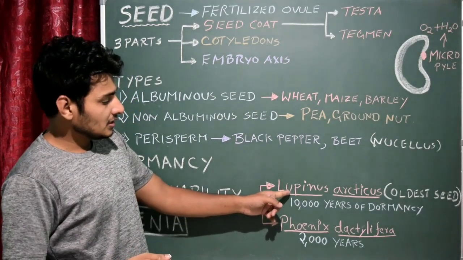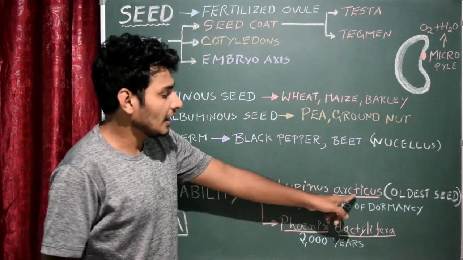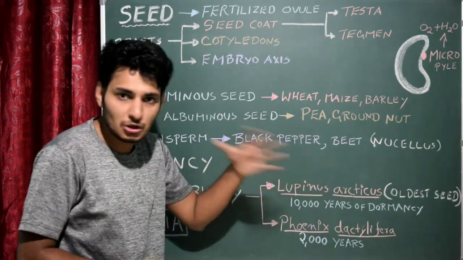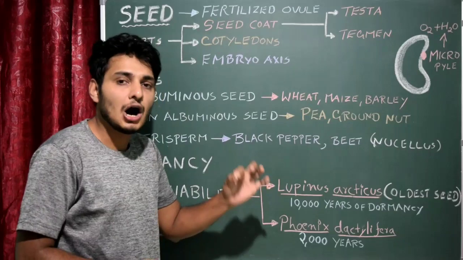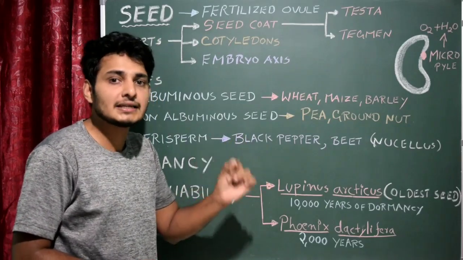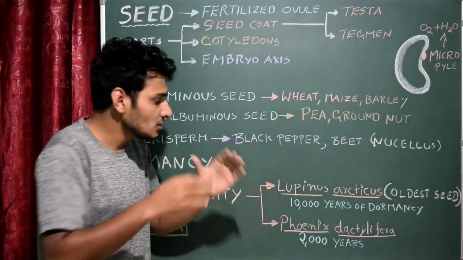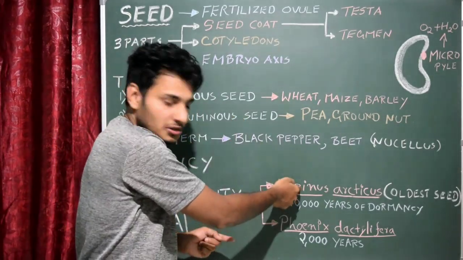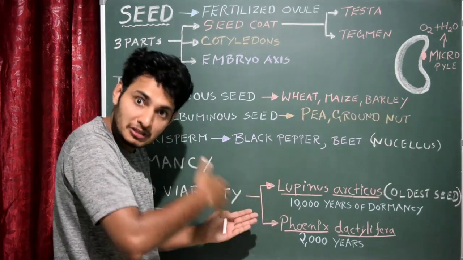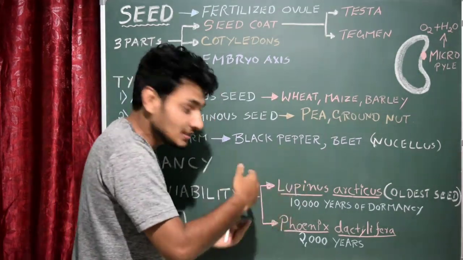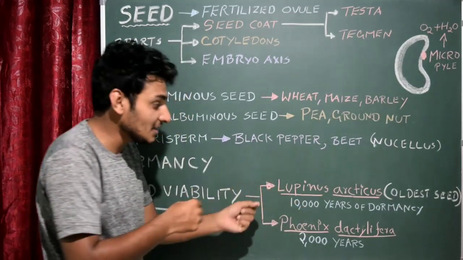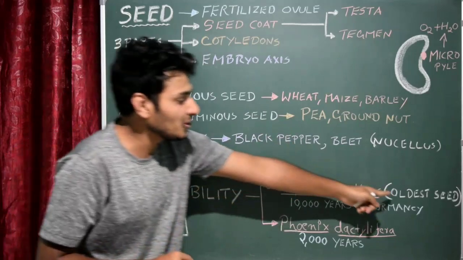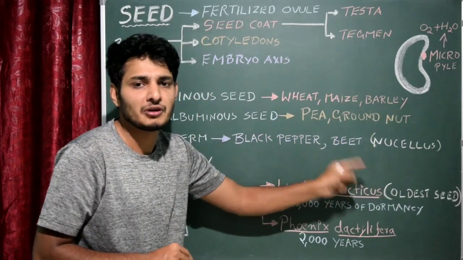See, here example one is Lupinus arcticus. This particular species is extinct. It is not there right now. But during the archaeological excavation of King Herod's Palace, the scientists discovered a seed of this particular species which is still dormant, and it has been dormant for 10,000 years. So it has 10,000 years of dormancy. Got it? That is very important. It is one of the oldest seeds ever found on earth.